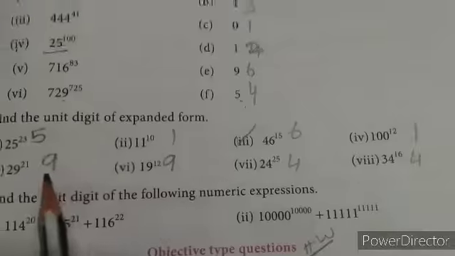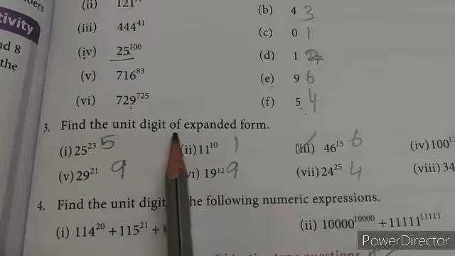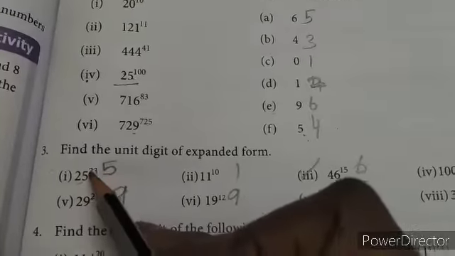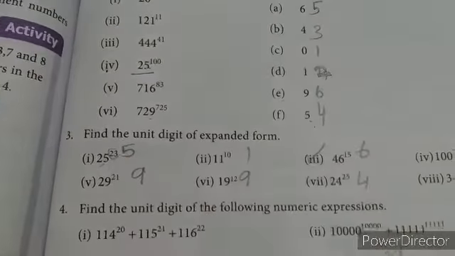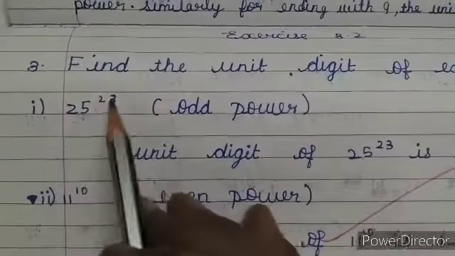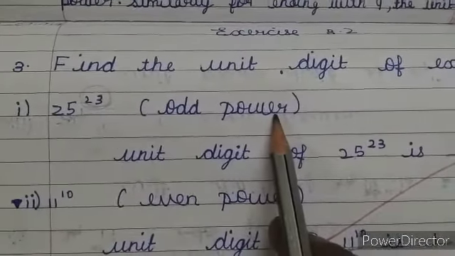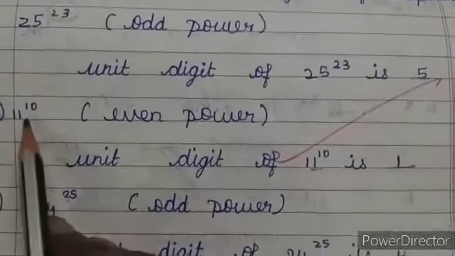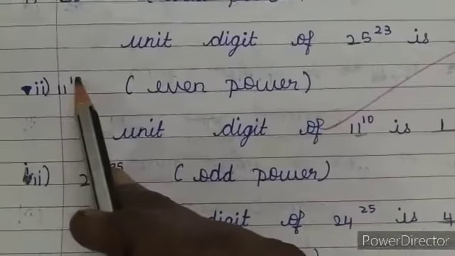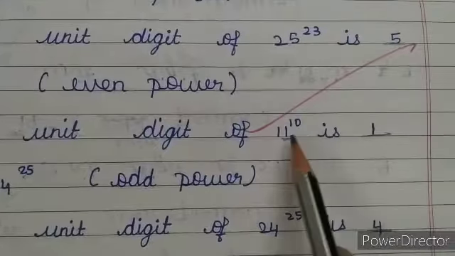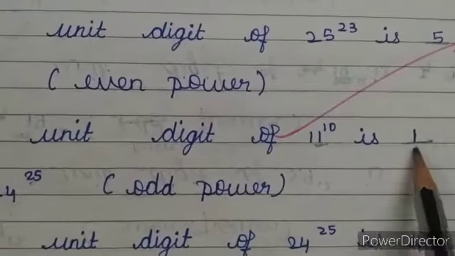Let's try exercise 3.2. Here in question number 3, find the unit digit of the expanded form. Yes, 25, and here the power is 23. First step, you should write whether it is an odd or even power. So 23 is an odd power. Yes, so the answer is 5. And coming to the next sum, 11 power 10, it is an even power. So the unit digit of 11 power 10 is 1.